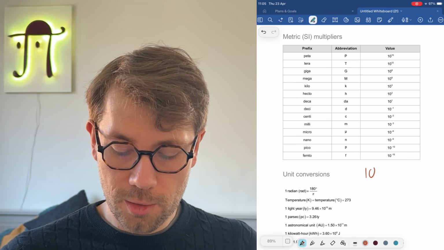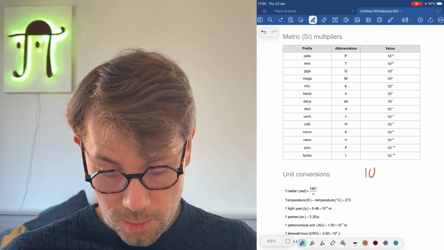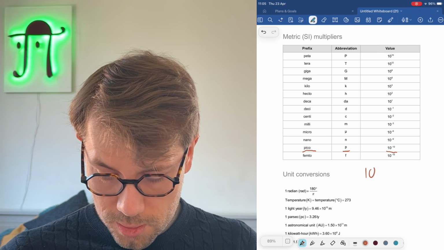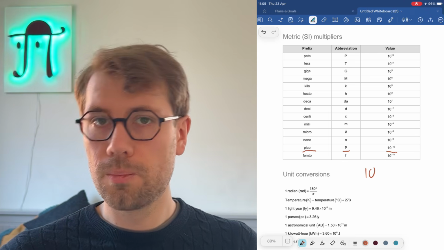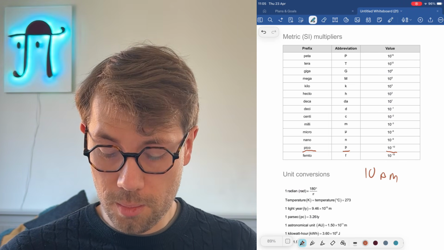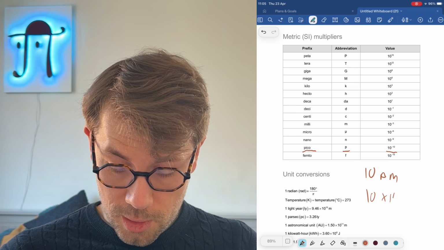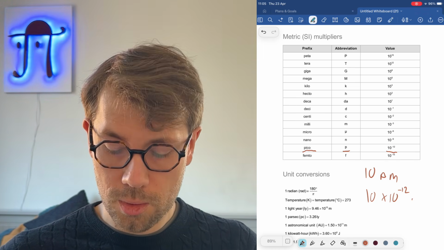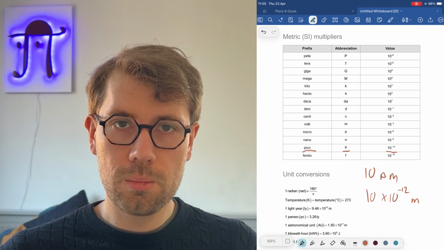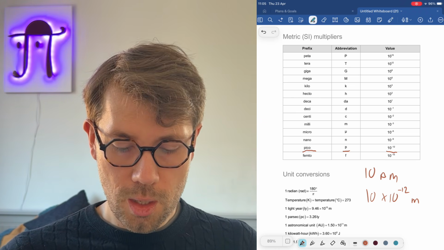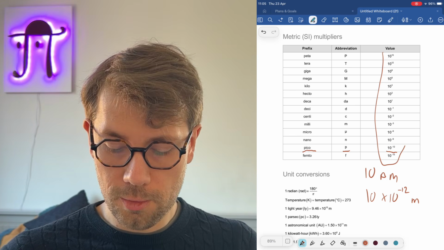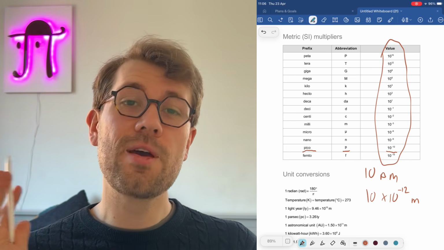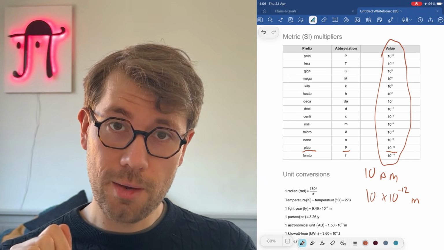I've got 10 picometers, so 10, and then look up pico on this table. Okay, pico, that is times 10 to the -12. So instead of writing picometers, pm, I would just write 10 times 10 to the -12. I'm just writing 10 to the -12 instead of picometers. And that's all we have to do. That's all these prefixes mean, just one of these values times by one of those values. We don't even have to think about it. We don't have to memorize anything. And the less you have to memorize now, the better.